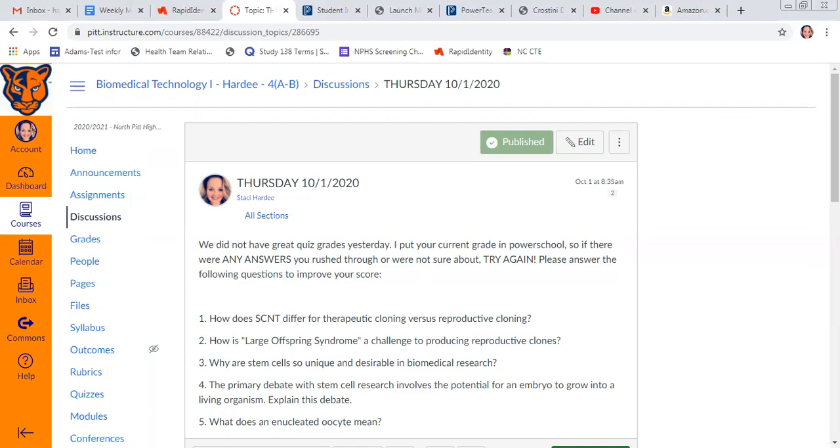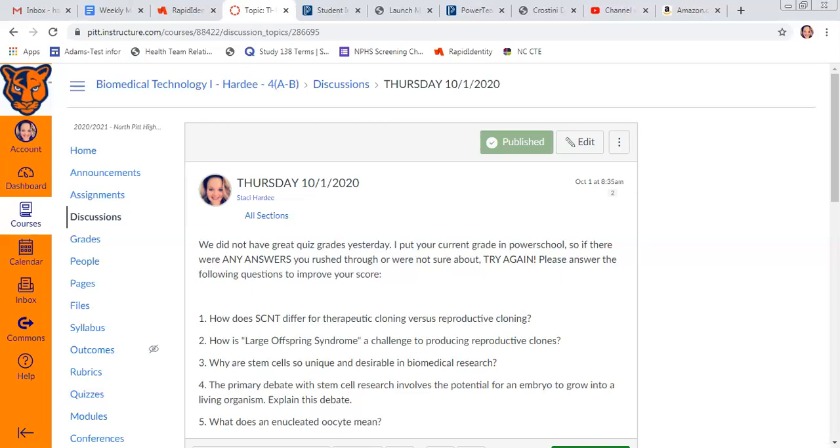For number one, how does SCNT differ for therapeutic cloning versus reproductive cloning? There is one step that is different, okay? With SCNT, there's one step that is different for reproductive cloning and therapeutic cloning, and it completely changes the process. So there's one step different. Number two, how is large offspring syndrome a challenge to producing reproductive clones? I gave this to you straight up. It's a physical challenge, okay? It's a physical challenge to being able to successfully have a reproductive clone, okay?